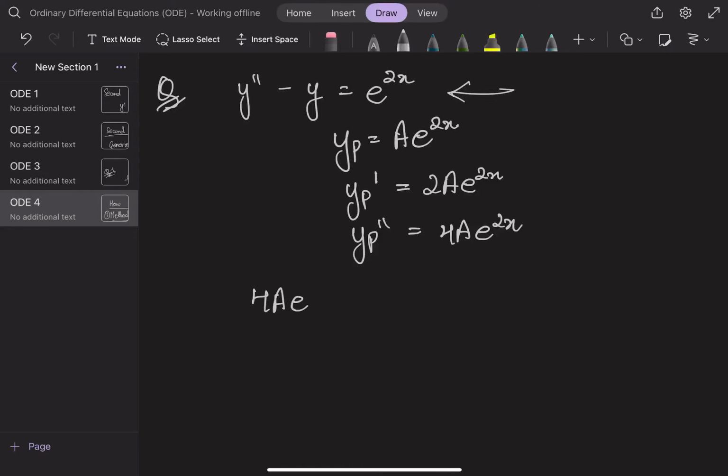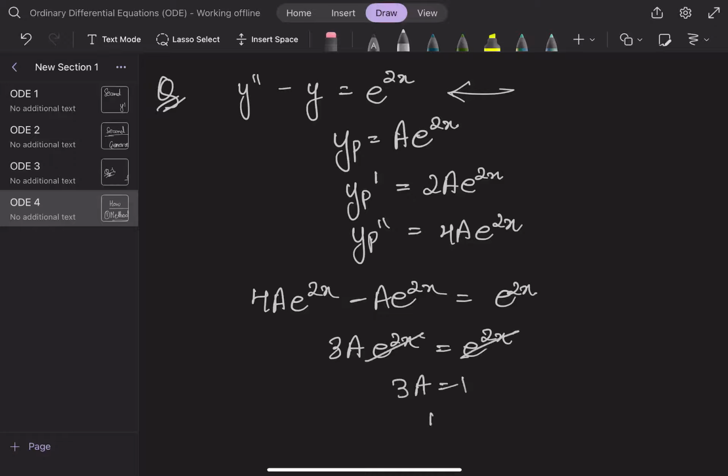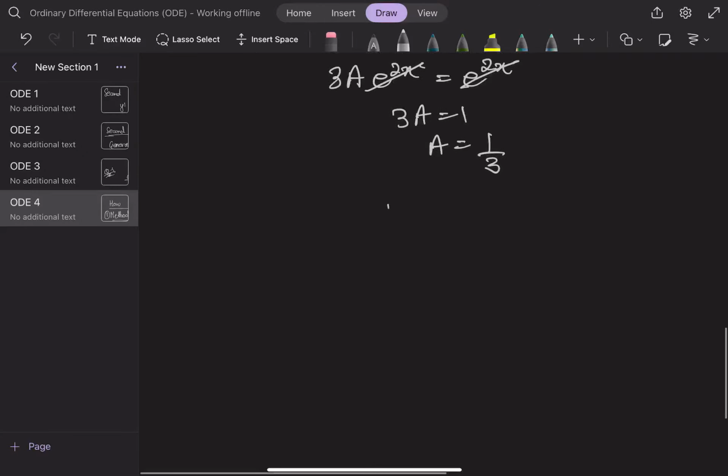4a e raised to 2x minus a e raised to 2x is equal to e raised to 2x. So what do you get? You get 3a e raised to 2x is equal to e raised to 2x. So you can cancel this. 3a is equal to 1, so a is equal to 1 by 3. So your answer is yp is equal to 1 by 3 e raised to 2x.